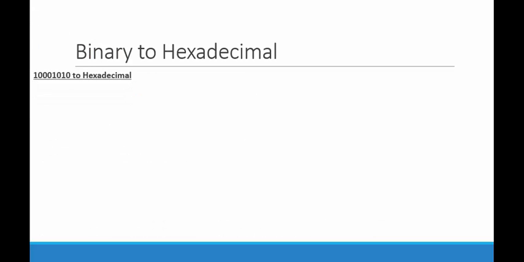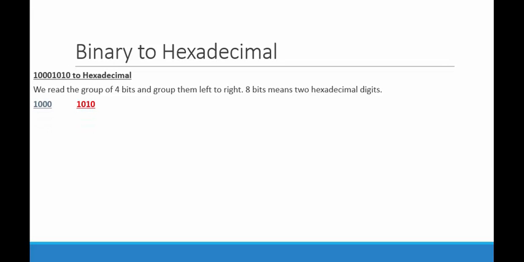So let's take a look at this number here. We have 10001010 to hexadecimal. We group the bits in 4s from left to right, just like we did in the last exercise. And we have 8 bits, which means we're going to have 2 hexadecimal digits. So I group them here, 1000 into the first group and 1010 into the second group.